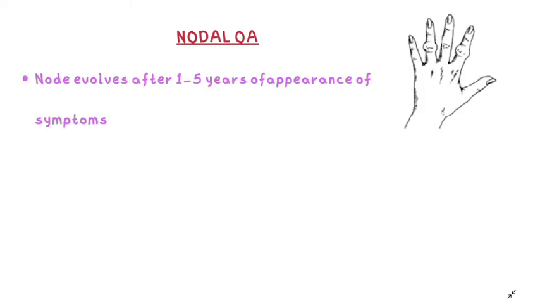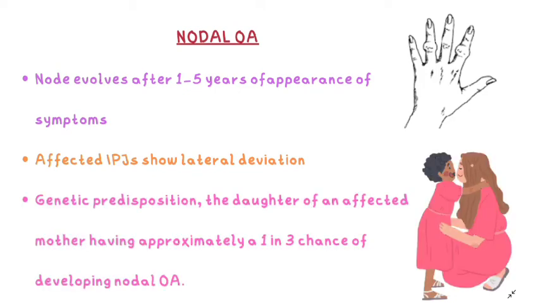Nodal osteoarthritis. Typically, each joint goes through a phase of episodic symptoms for 1 to 5 years, while the node evolves and osteoarthritis develops in the underlying interphalangeal joints. Affected interphalangeal joints often show characteristic lateral deviation, reflecting the asymmetric focal cartilage loss of osteoarthritis. It has a very strong genetic predisposition, the daughter of an affected mother having approximately a 1 in 3 chance of developing nodal osteoarthritis.